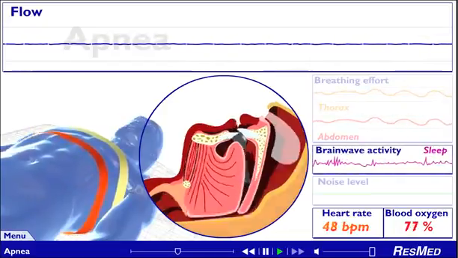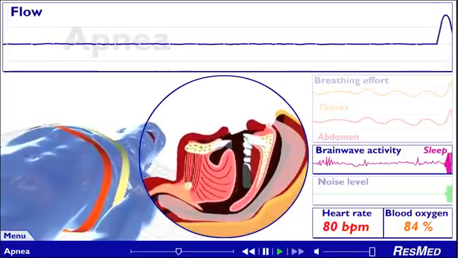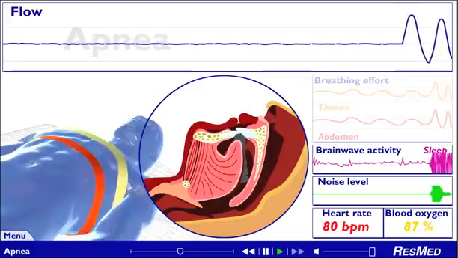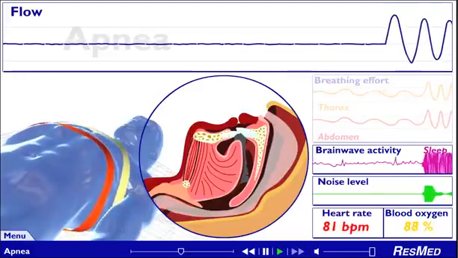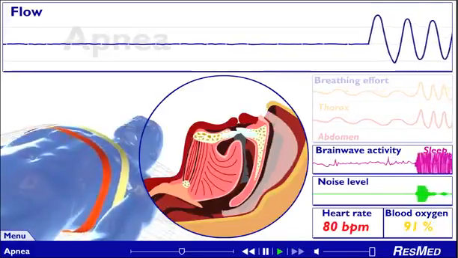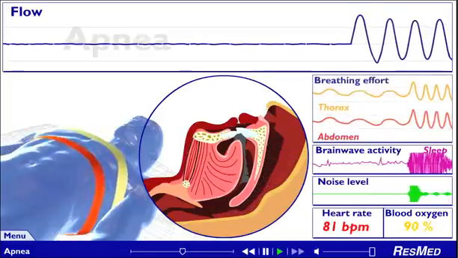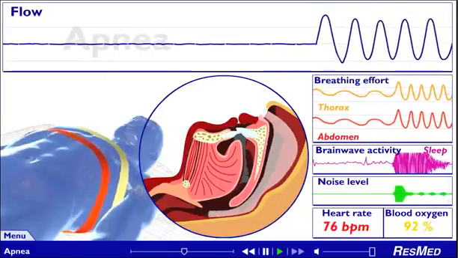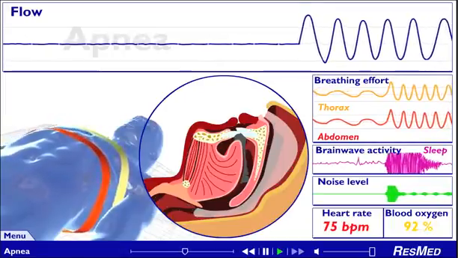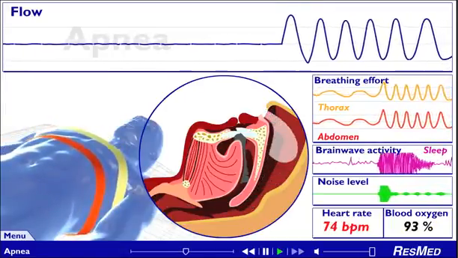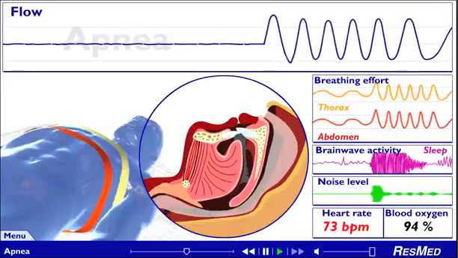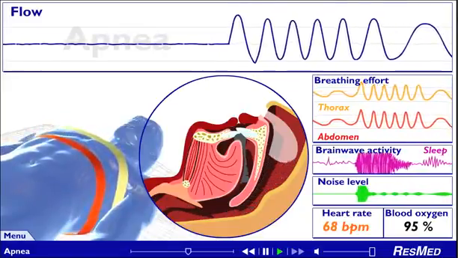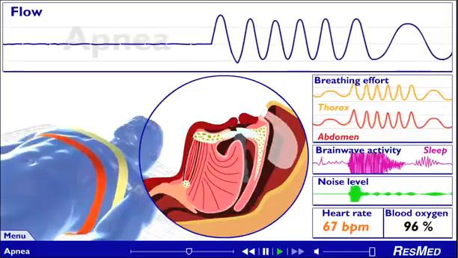Our model gasps for air, causing a sudden movement in the noise trace. Brain activity increases significantly. The heart rate after arousal is almost double what it was during the apnea. Our model's rapid breathing increases the airflow and the blood oxygen level begins to rise again. The tongue and soft palate quickly return to their normal position as the airway opens fully. The airflow curve returns to the normal bell shape.